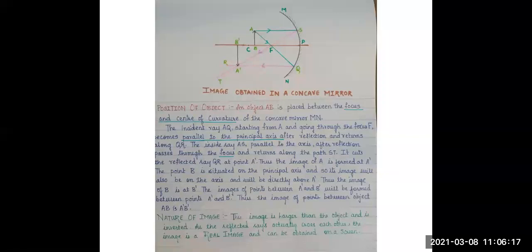As the reflected rays actually cross each other, now this is very important. You can see the reflected rays ST and QR both intersecting each other. The image is a real image. In plane mirrors, we are not getting a real image; we are getting a virtual image, when we extend the rays behind the mirror. But here in concave mirrors, as the two reflected rays intersect each other, we get a real image, and this image can be obtained on a screen.